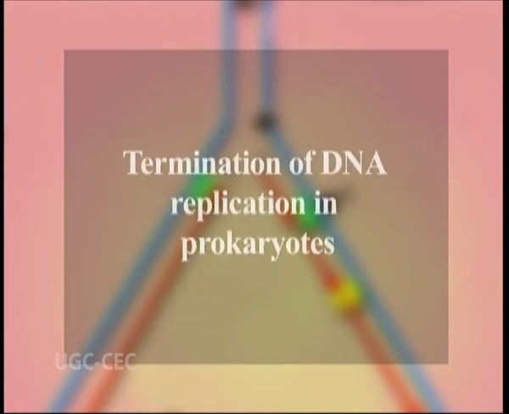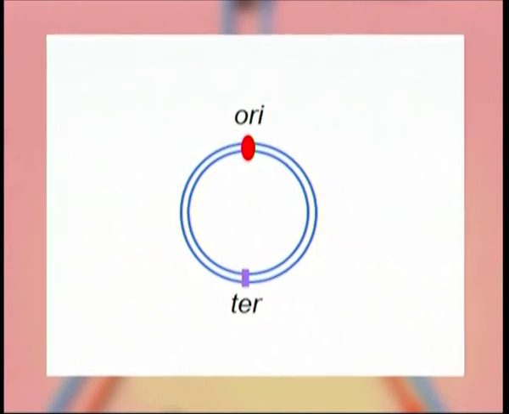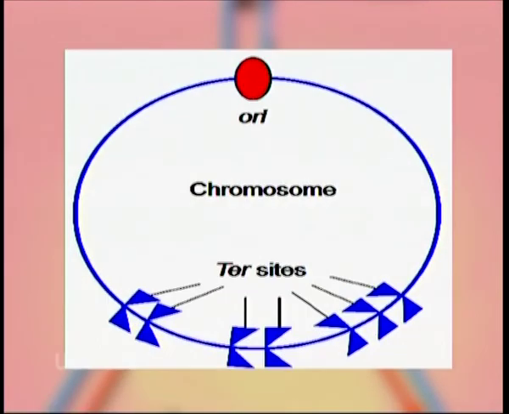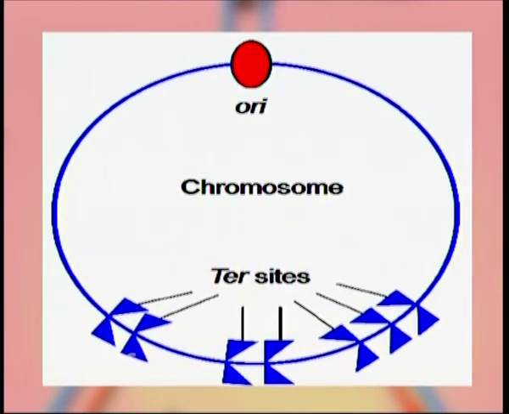Now, we will discuss termination of DNA replication in prokaryotes. The E. coli chromosome carries a large termination zone diametrically opposite to oriC, which blocks the progress of replication fork meeting at this region. E. coli chromosome and several plasmids carry specific sequences called termination sites, TER sites, where TBP, termination binding proteins or TUS proteins, bind.